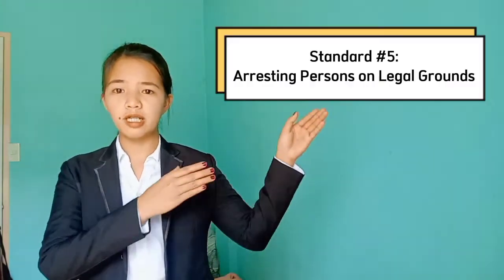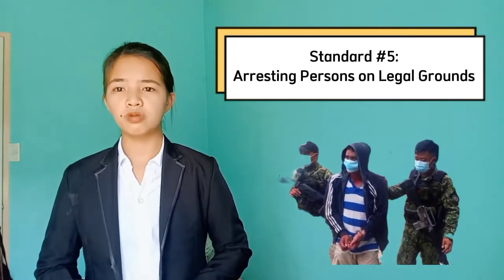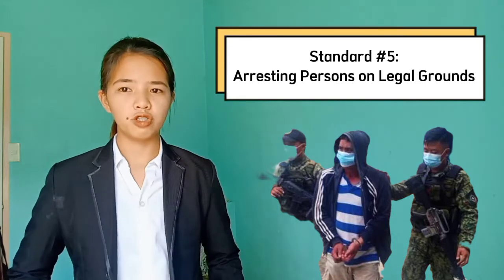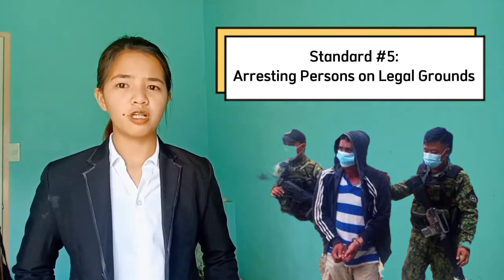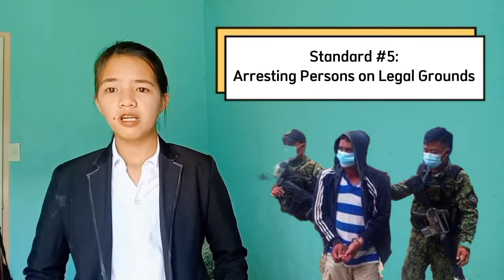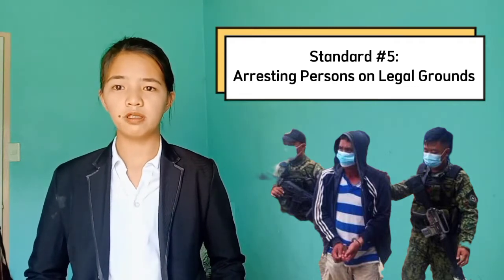Standard number 5 is the arresting of persons on legal grounds. Only arrest a person if there are legal grounds to do so, and in accordance with the lawful arrest procedures. As a general rule, a police personnel cannot just come and arrest someone without a warrant of arrest. Thus, it is not a quick process, but due process is observed.